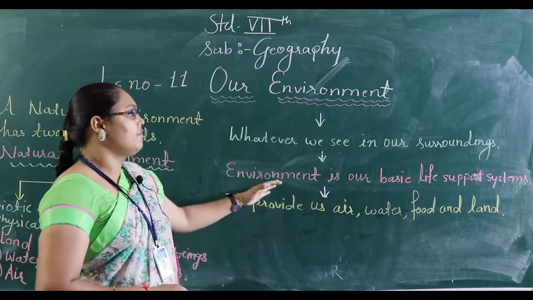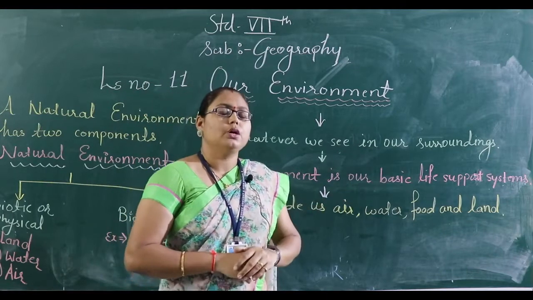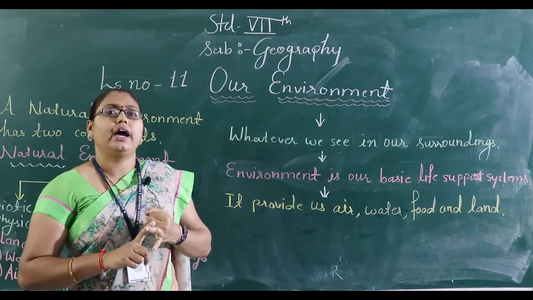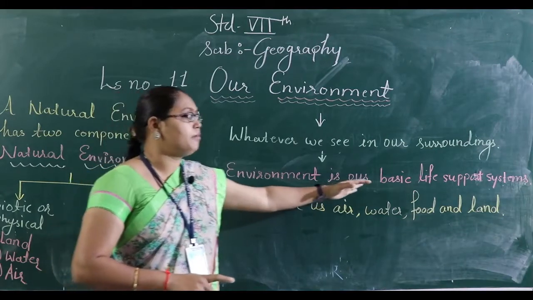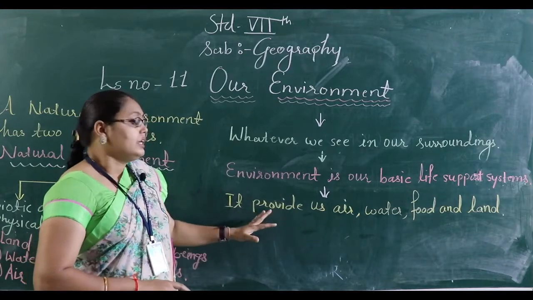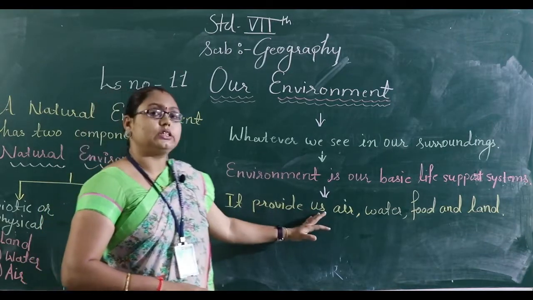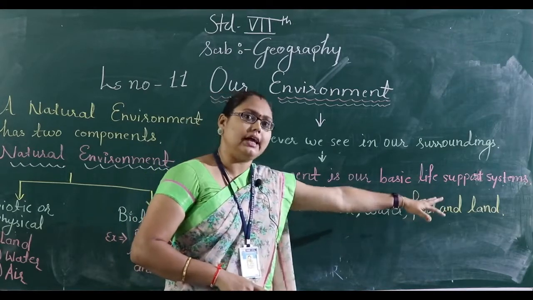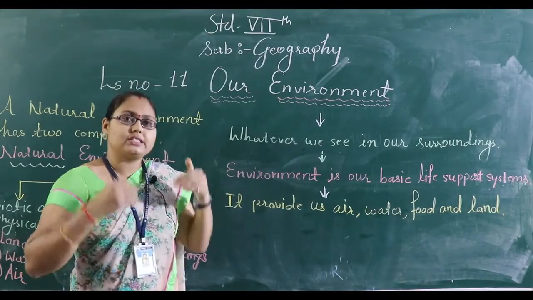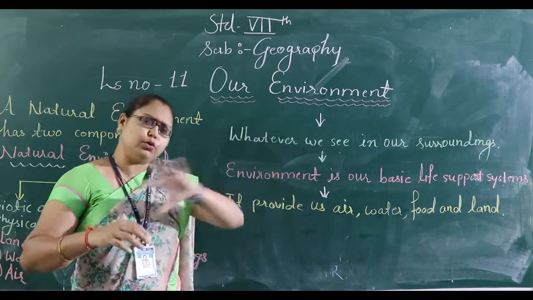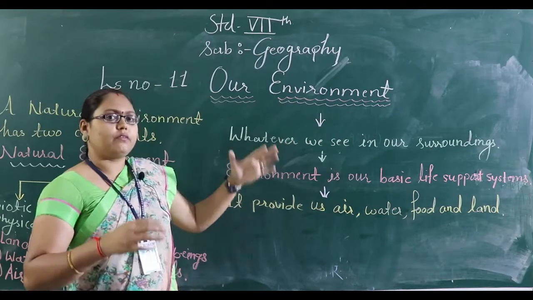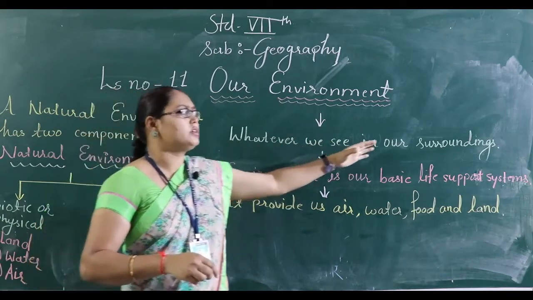Then second, environment is our basic life support system, because environment fulfills our basic needs like shelter, food and clothes. The third and most important point is that the environment provides us air, water, food and land. These basic needs depend directly and indirectly, in both ways, on our environment. So that is the definition of environment: whatever we see in our surroundings.